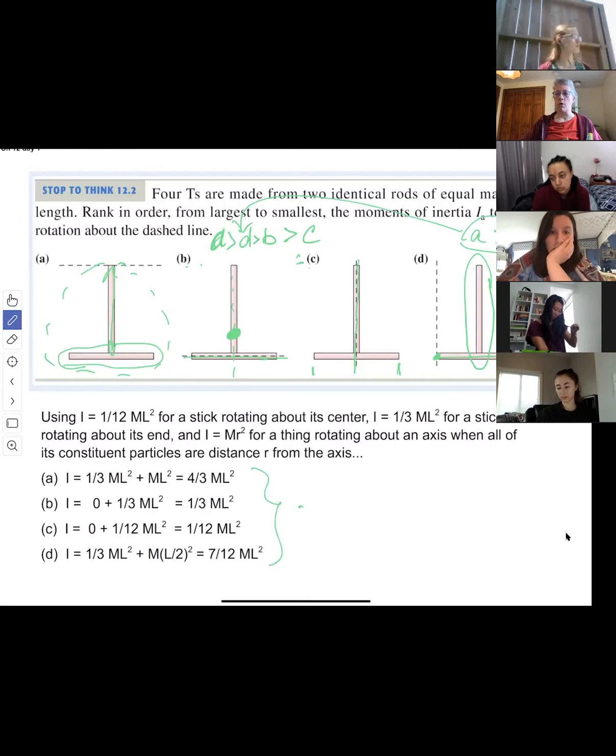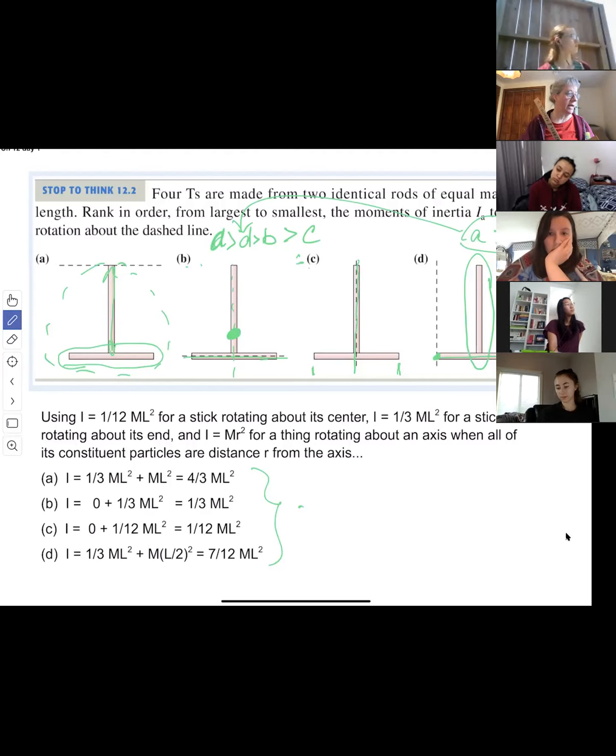That won't work for moment of inertia, because moment of inertia doesn't count mass the same way that center of mass does. Center of mass actually does care whether the mass is to the left or to the right of your coordinate system, but moment of inertia doesn't.